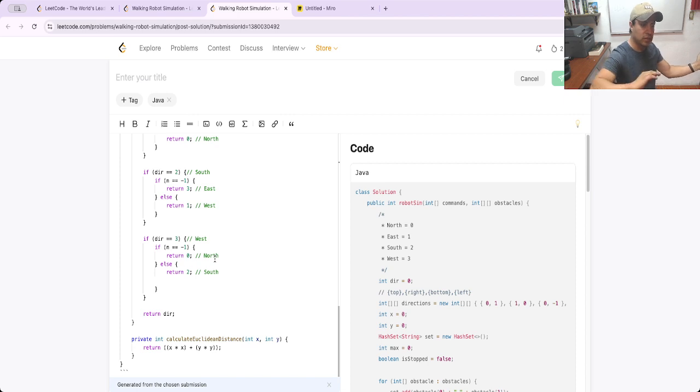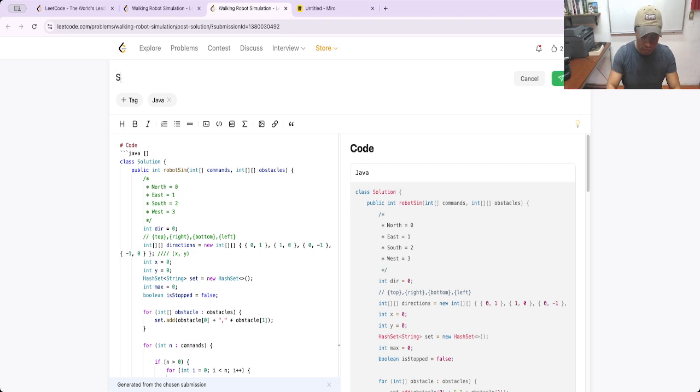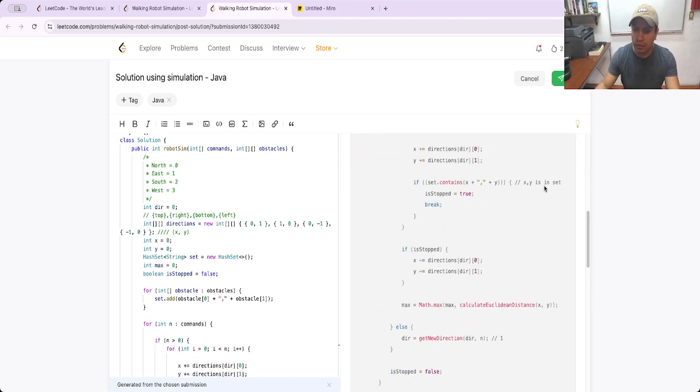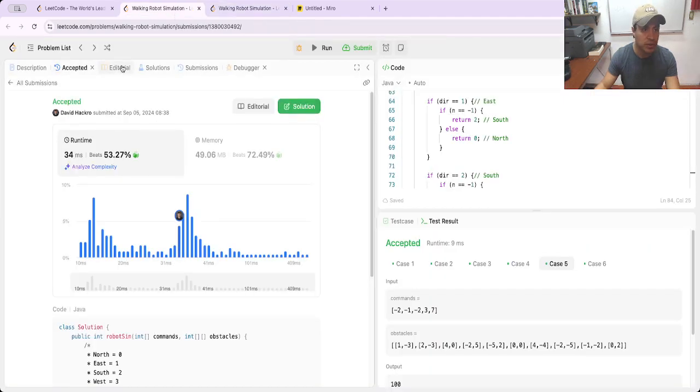West, yeah, this is wrong. This is south. Yeah. Here, solution using hash map. No, it's only simulation. Okay, let me check the solution, the editorial.